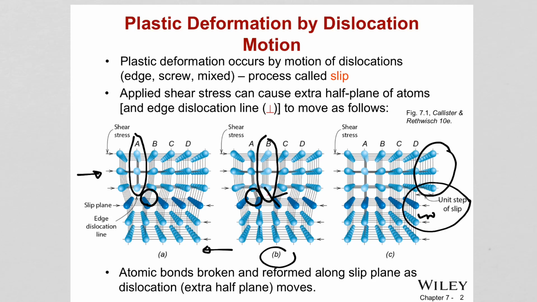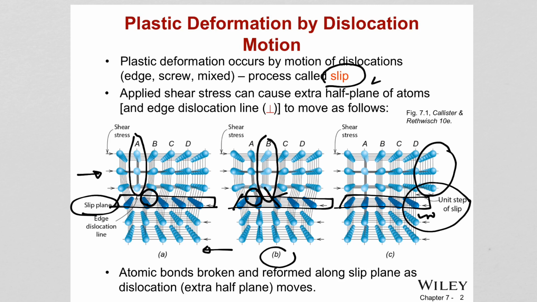And this process basically is called slip. And the plane where the dislocation moves is called the slip plane. So we have the slip process, and the slip happens on the slip plane.